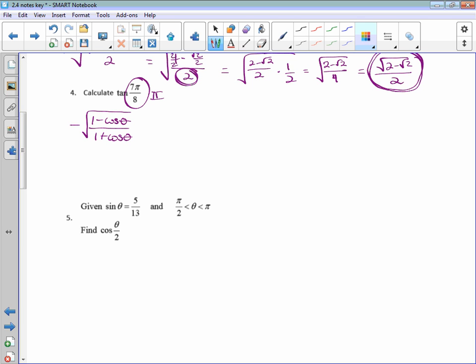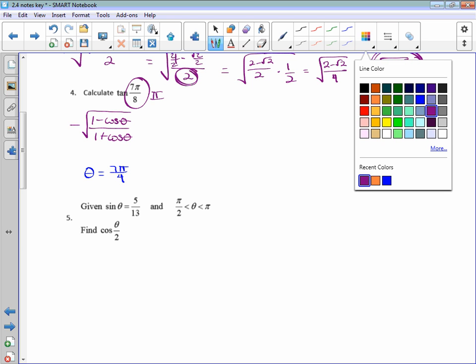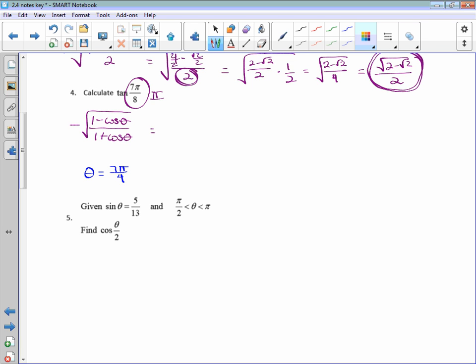What is theta? It's still 7 pi over 4. We are on the same angle there. So we'll have negative out in front, and then it's going to be 1 minus, what's the cosine of 7 pi over 4? Over 1 plus root 2 over 2. And then it's just a lot of simplifying.